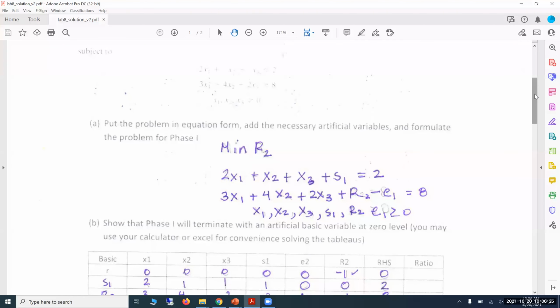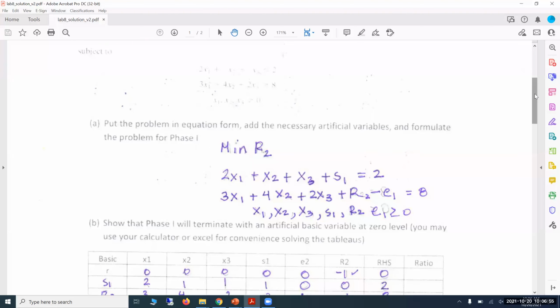It's always the minimization of R. It doesn't matter if the problem is maximization or minimization, because what you're trying to do is to find an initial solution for your problem where the artificial variables have a value of 0. Because artificial variables are dummy. They're just a modeling trick that you're using in order to find that initial solution. They are not representing anything in your problem.